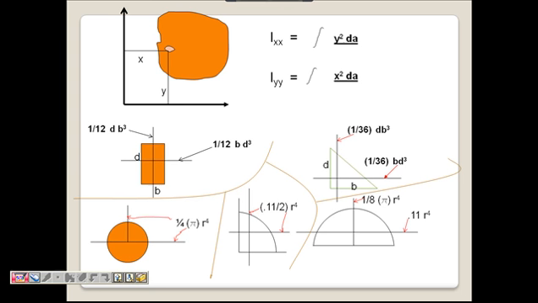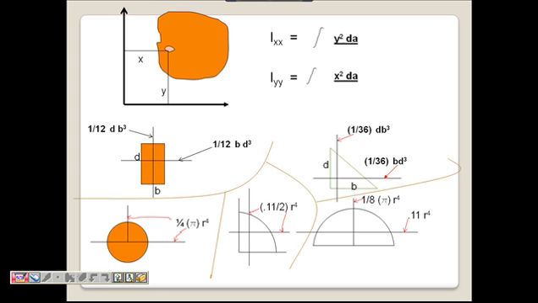Now you see, what is expected is we remember these values. It's not a tall order, because rectangle and triangle just differ by 1 by 12 and 1 by 36, and for the circle family you have to remember pi r raised to 4 by 4, pi r raised to 4 by 8 and 0.11. So with a little bit of effort and a little bit of time looking at the slide, you will be able to retain these formulas with you.